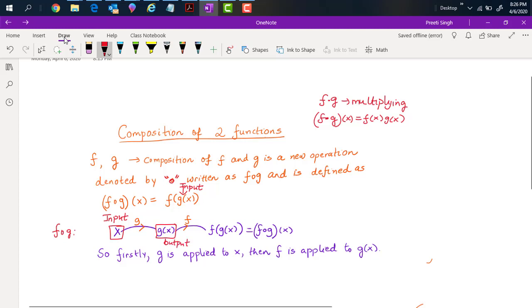And then you apply f on that g of x. So the input for f is not x. The input for f now is whatever g of x is. So f applied on g of x gives you f of g of x. And that's how we define f o g of x. So again, given any input, first g is applied to x, and then f is applied to g of x, and that's how composition works.